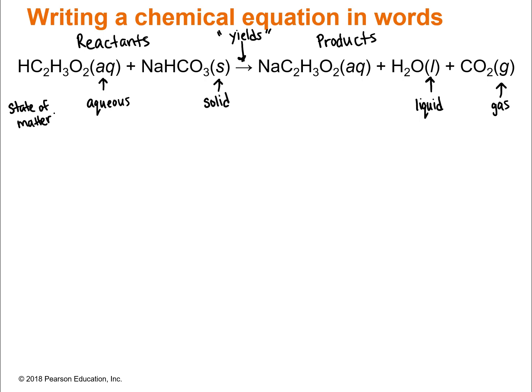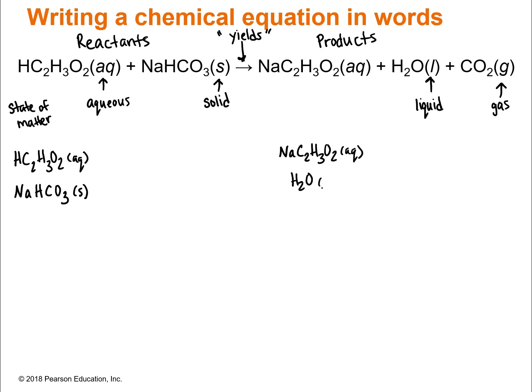So let's write this bad boy in words. We've got to name everything first. So I'm going to write down the compounds that we have. So these are our reactants. And then our products. Let's start with our reactants. That makes the most sense, right?